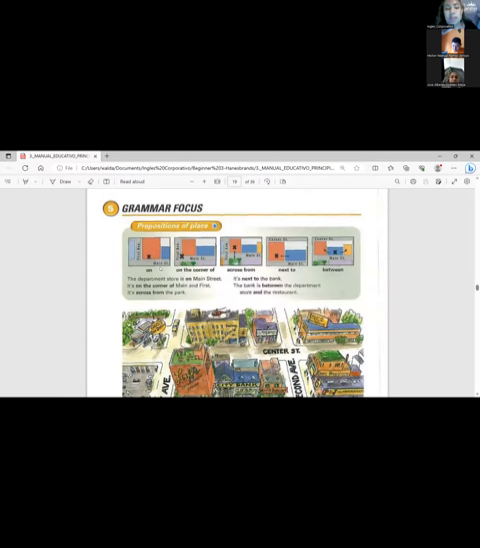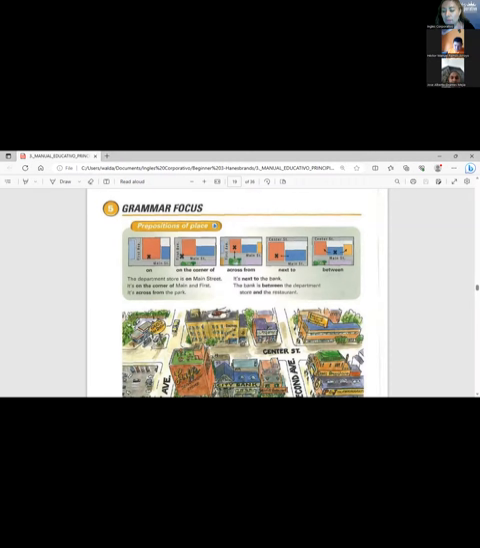For example, the department store is on Main Street. La tienda de departamento está sobre la calle principal o Main Street. Okay. We have on the corner of. Right, so we're right in the corner. Across from, it means like in front of, on the other side of the street. Next to, it means beside. And then between means in the middle of two different things.